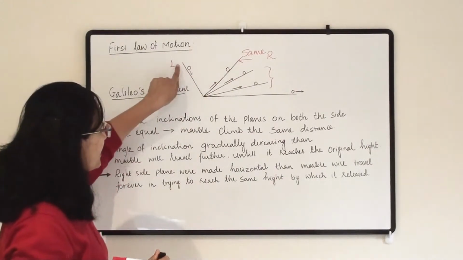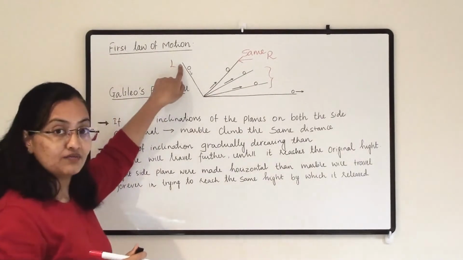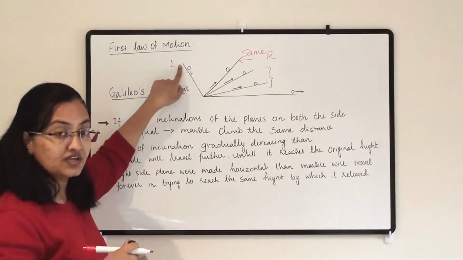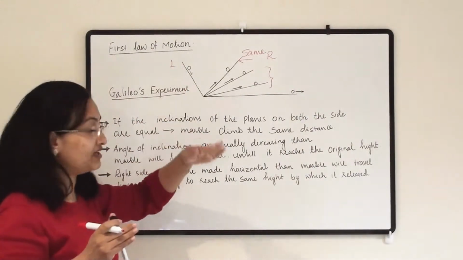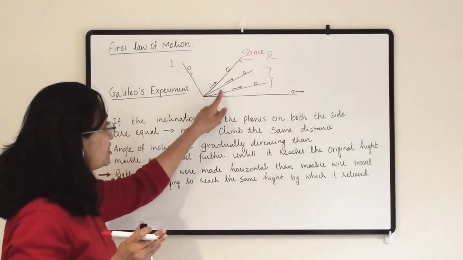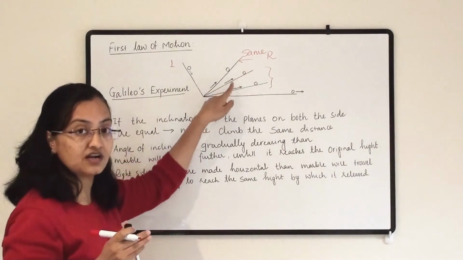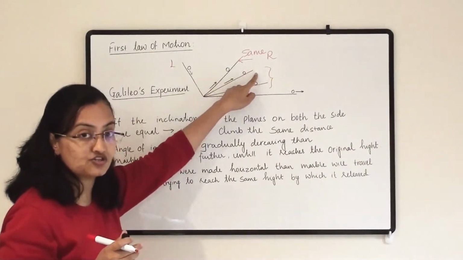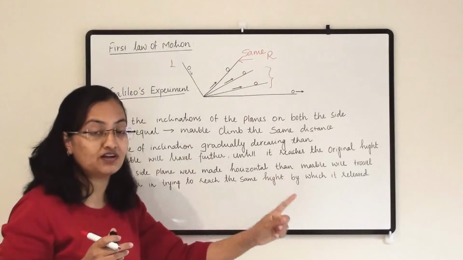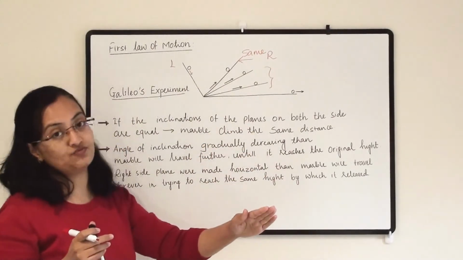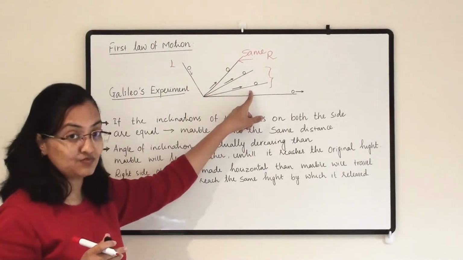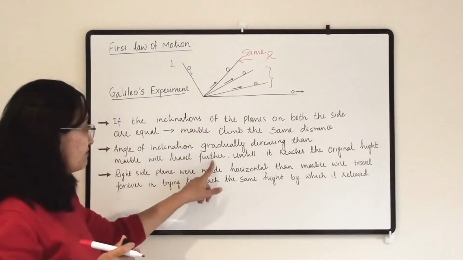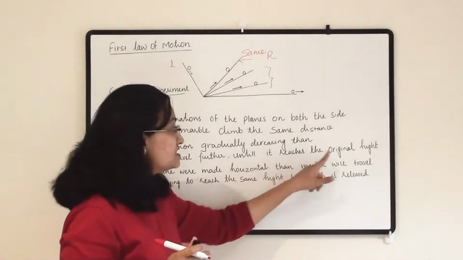Whatever height it is falling from, it does not need to achieve the same height. The angle of inclination has been decreased, so it will travel farther. On the right side it will travel farther because the slope has been reduced, so it will travel further until it reaches the original height.